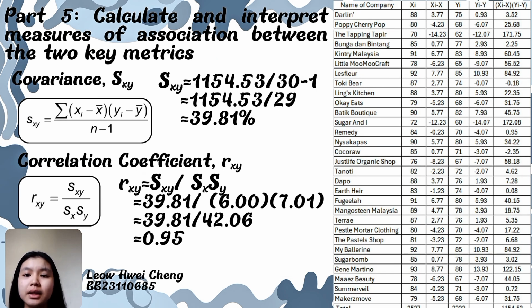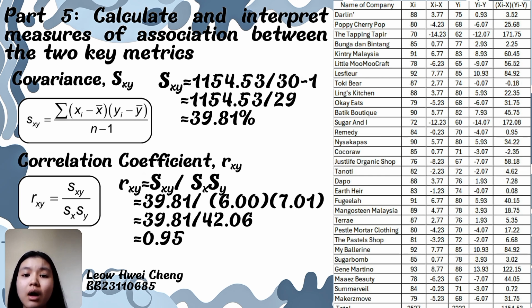My name is Liang and my matric number is BT2330305. I will be presenting part 5 of our analysis, calculating and interpreting measures of association between two key metrics, customer satisfaction score and customer retention rate.